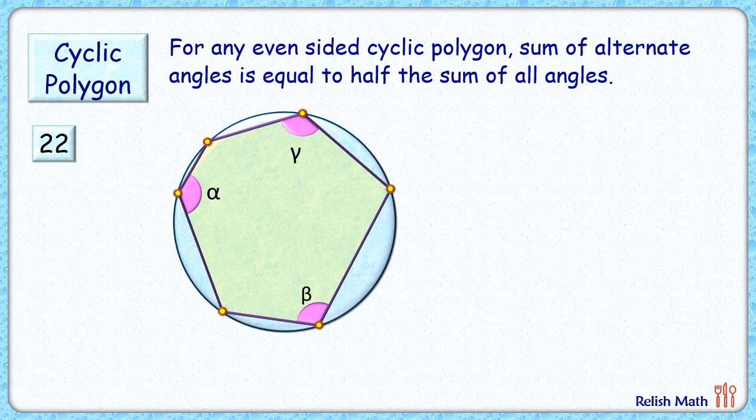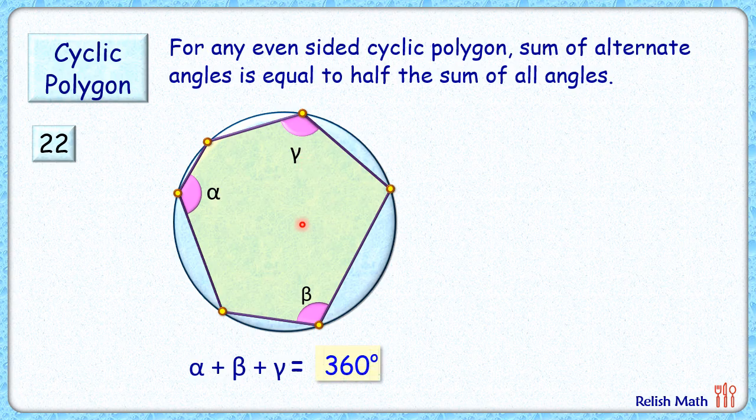Let's check the next theorem. Our next theorem is an interesting one. It's a generalization of the previous theorem, where we said that for a cyclic quadrilateral the sum of opposite angles is 180. We could have said the sum of opposite angles is half of the sum of all angles. The generalization is that instead of a four-sided quadrilateral, we can take any even-sided cyclic polygon. The sum of alternate angles will be half of the sum of all angles. So for a hexagon, the sum of all angles is 720 and half of it is 360. So we can say alpha plus beta plus gamma is 360 degrees.